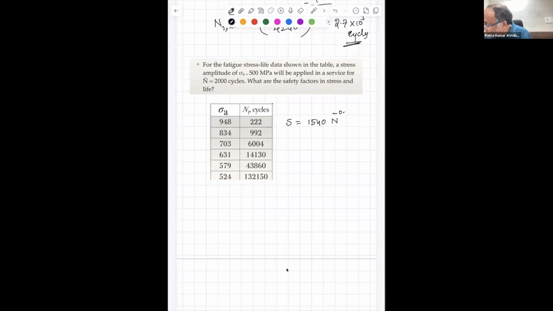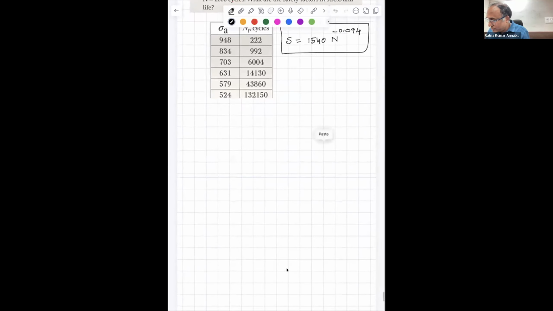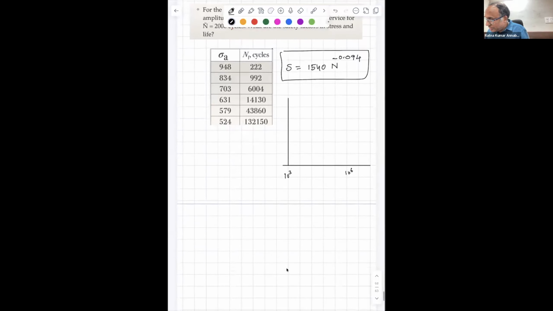What is it? Minus 0.094. That is my SN curve for this material. This is 10 power 3 cycles. This is 10 power 6 cycles, let us say. At 10 power 3 cycles, what will be my S? Can you plug in 10 power 3 and tell me the value? And at 10 power 6, what is my S?